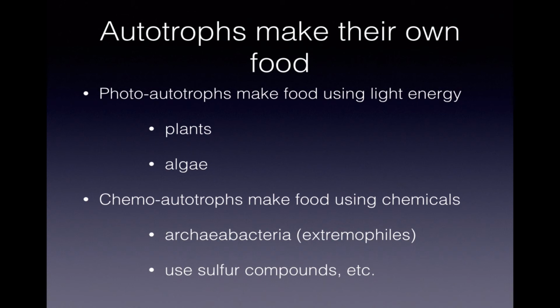Autotrophs are organisms that have the ability to make their own food. Most of the time, when people think about autotrophs, they think of photoautotrophs, which of course are making their food using light energy. Examples of photoautotrophs are plants and algae. There also are other autotrophs called chemoautotrophs, which make their food using chemicals. They don't need sunlight. The best example of these are some of the archaebacteria, which are also called extremophiles because they live in environments that are very extreme, and they use heat, chemicals, sulfur compounds, all sorts of nasty things that are poisonous to most other cells in order to make their food.